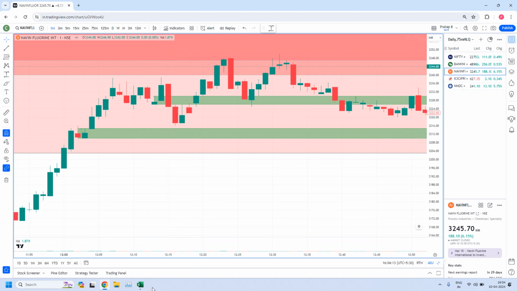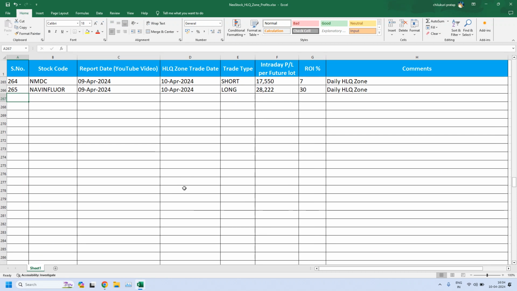And that is the way Navin Fluorine has given a profit of 28,222 rupees as per one futures lot, which is a 30% return on the investment. One futures margin cost is around 94,000. It is not an expensive future. It is only 94,000 rupees for one investment.